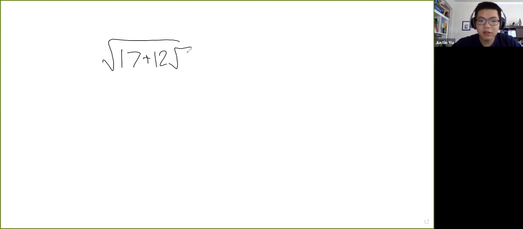All right, what do we have next? We have some things for simplifying radicals. The example I always think of is 17 plus 12 root 2. How can we simplify this? Factoring this is difficult. How would we factor this?